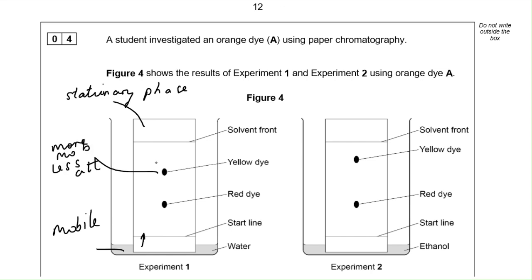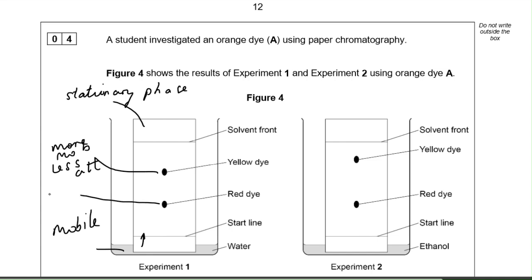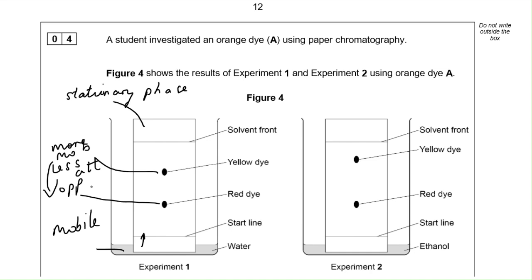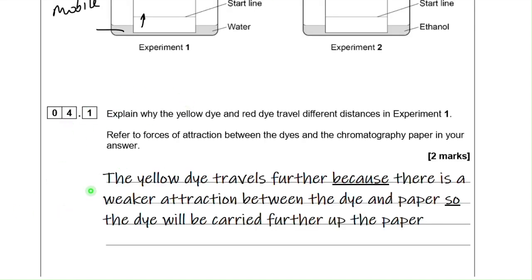Now the yellow spot has done this because it is more mobile. It has got less attraction to the filter paper. The red dye has greater attraction towards the stationary phase. If we put this into a couple of sentences, that's going to get us the marks.